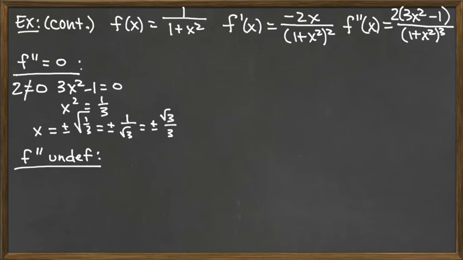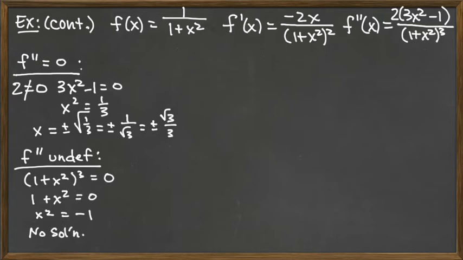Well, f double prime is undefined where the denominator is 0. And so we've got 1 plus x squared raised to the 3rd power equal to 0. Well, if we cube root both sides, we're really just looking at the factor 1 plus x squared equal to 0. Subtract over the 1 from both sides, and we've got x squared equals negative 1. Well, x squared for all real numbers x is going to be positive or 0. So it certainly can't be negative 1, so we have no solution there.